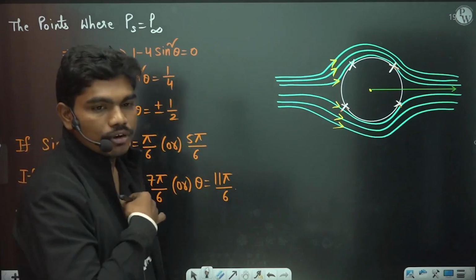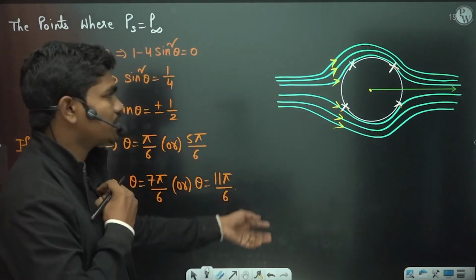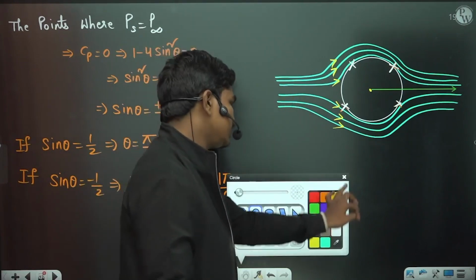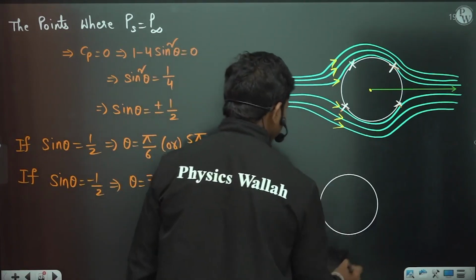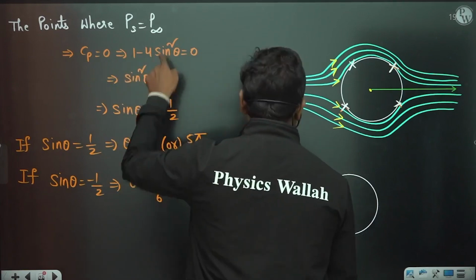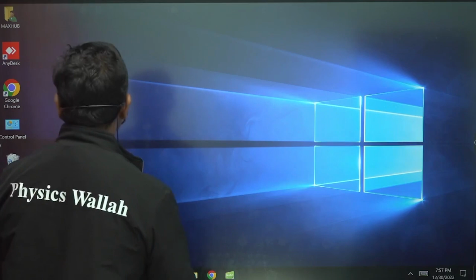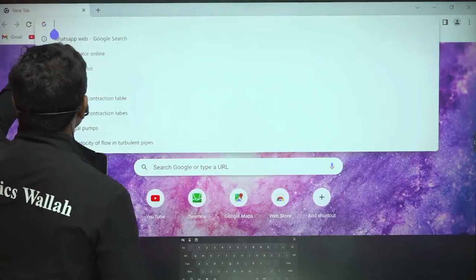Now basically these are the 4 points that are of interest, and if you want to observe the pressure distribution on the cylinder, means if you try to plot this function 1 minus 4 sine square theta, I will try to plot this. R is equal to 1 minus 4 sine square theta using a plotter.